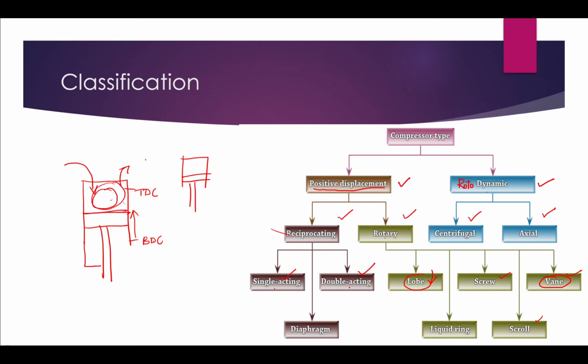Whereas say if I made an arrangement like this, and this will be connected to some crank. Here what happens is when it is coming from top dead center to bottom dead center, here suction takes place and here compression takes place, and the reverse. So if the working fluid, which is air, acts on both sides of the piston, it is called double acting compressor. Okay, a diaphragm, it is not required. These are the main classification.